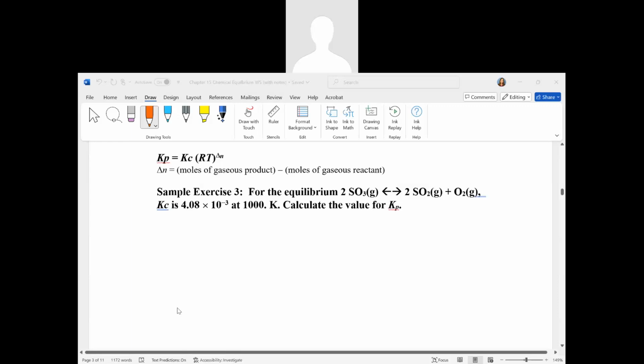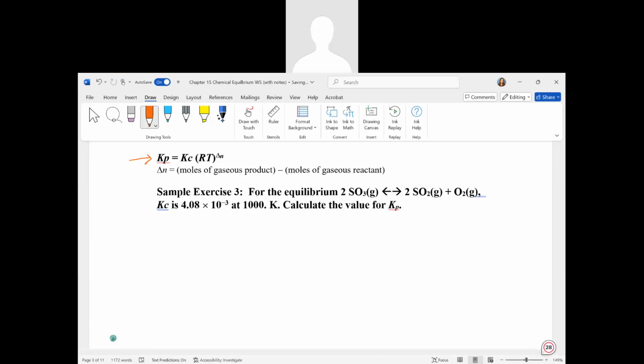In this next video from chapter 15 on chemical equilibrium, we are given this equation here in our worksheet, and it relates Kp, the equilibrium constant Kp, to Kc. We should note that since pressure is proportional to concentration for gases in a closed system, these equilibrium constants can be related using this equation here.